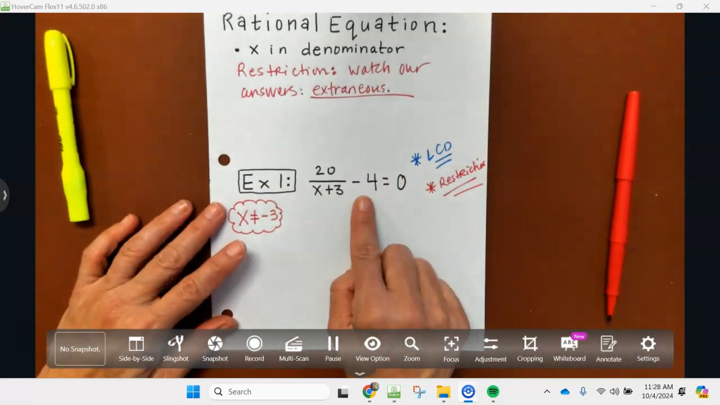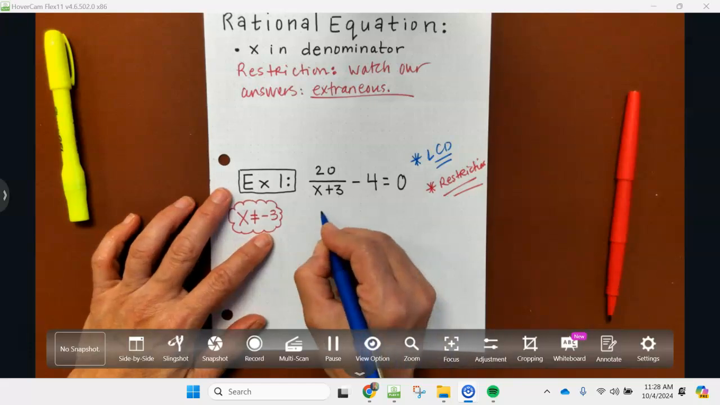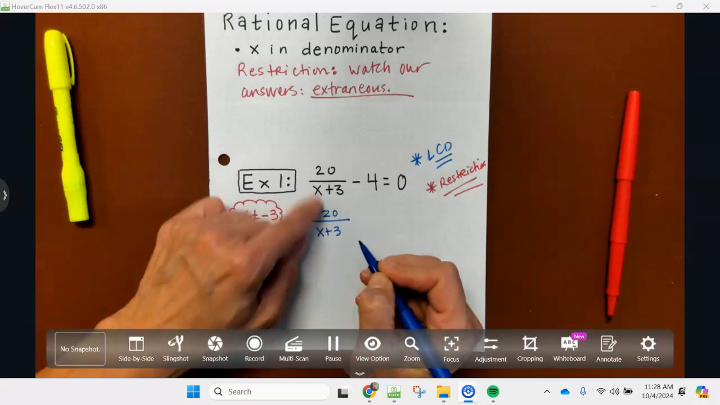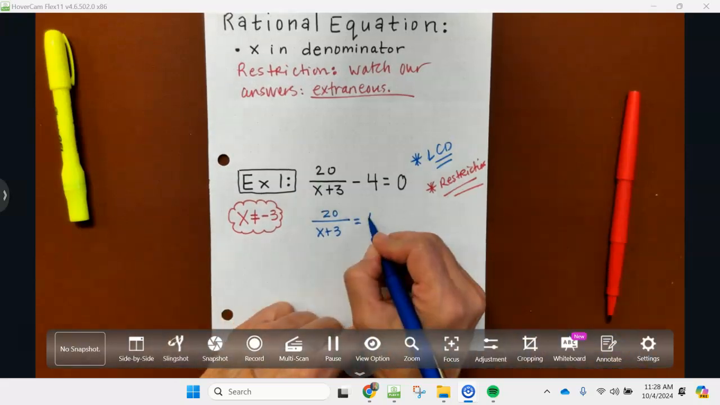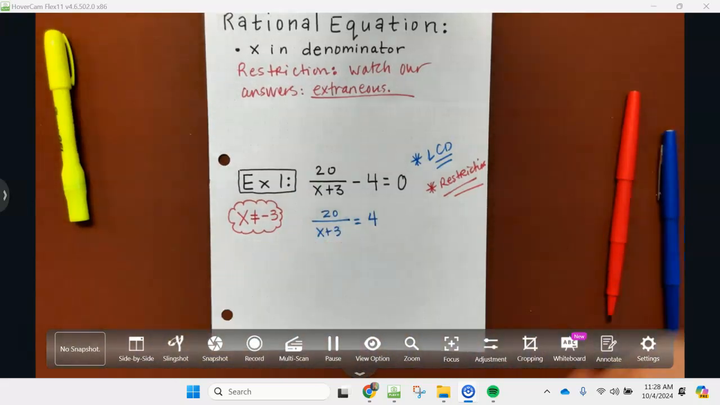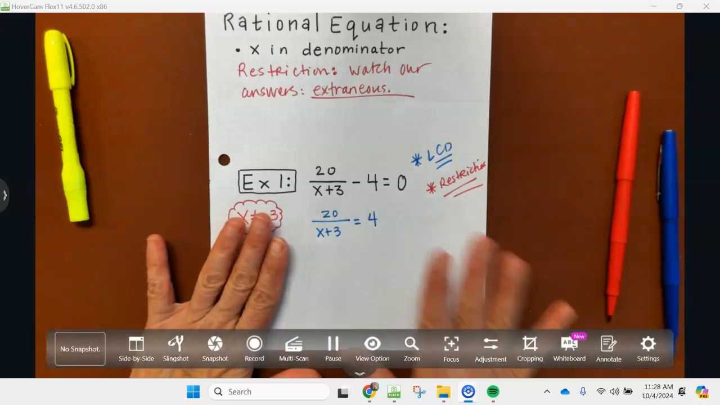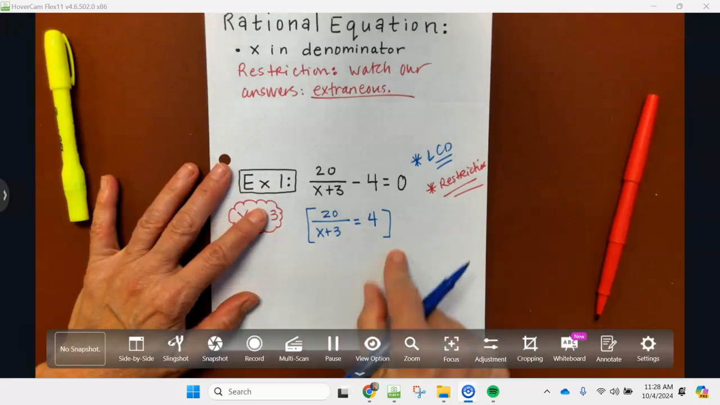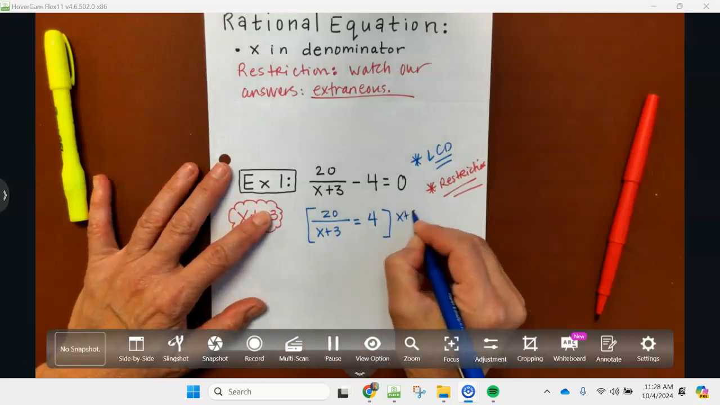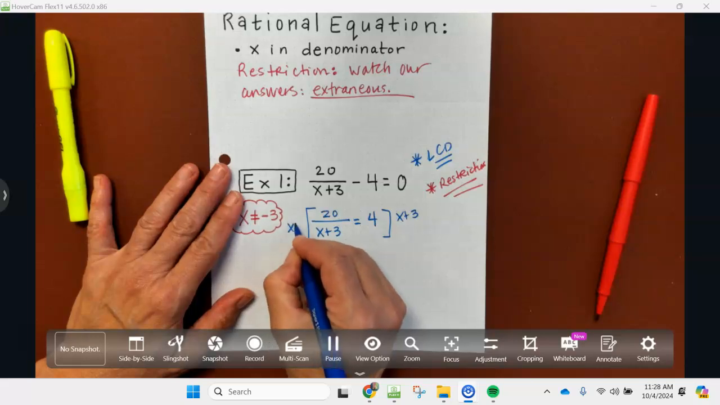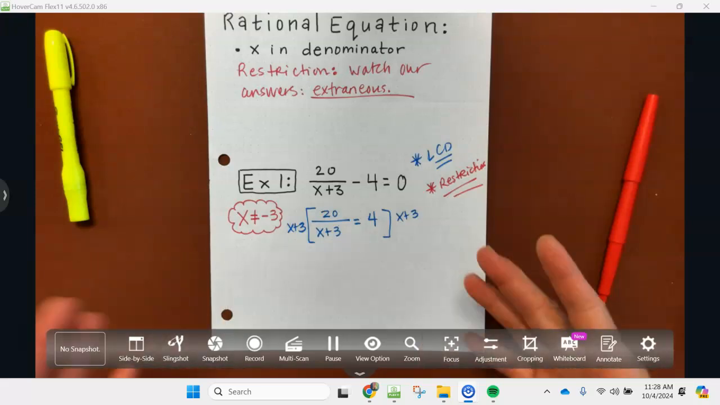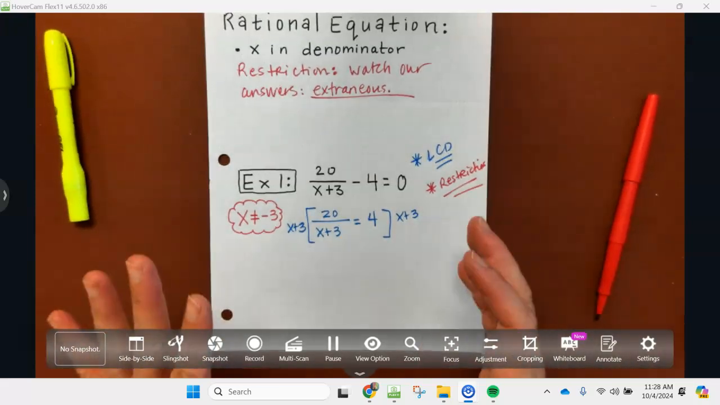In order to solve this, let's move this 4 to the other side because it's a lot easier when you have one term on one side. Here we are with our one fraction, and then we're going to have one constant on the other side. We're just going to multiply both sides by the LCD. So I'll just put this whole thing in a big, large group symbol. This side gets multiplied by the LCD. This side gets multiplied by the LCD. All right, so we're going to distribute. And remember, you distribute to how many terms are on each side of the equal sign.